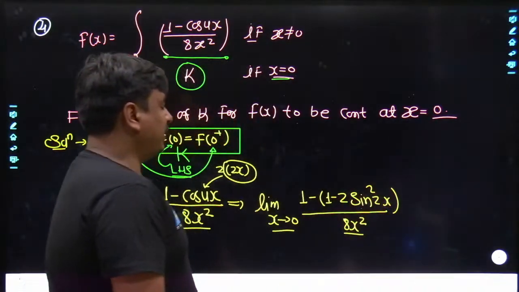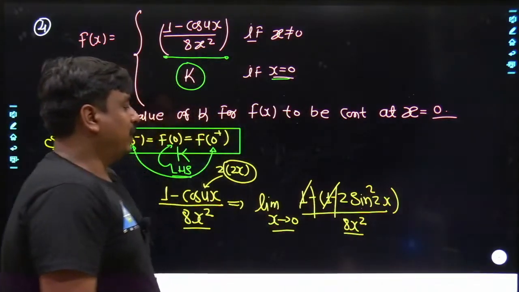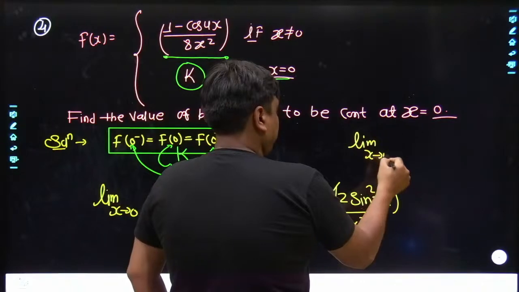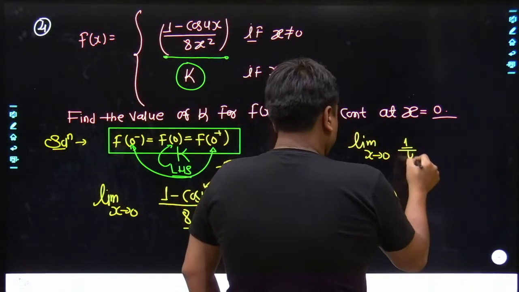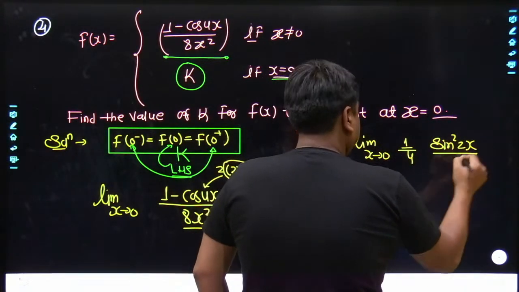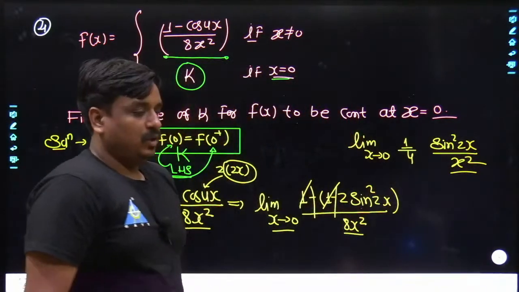So once we open it out, definitely 1 and 1 is going to go out. Minus and minus would become plus now. So here it becomes limit x tends to 0, 2 divided by 8 would be 1 upon 4, 1 upon 4, and here goes sine square of 2x divided by x square.